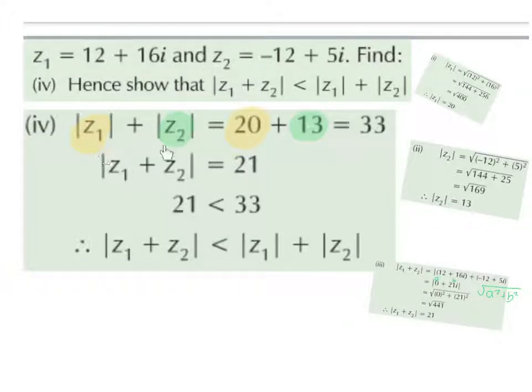So the modulus of z1 plus z2 is 21. And since 21 is less than 33, the modulus of z1 plus z2 must be less than the modulus of z1 plus the modulus of z2. So this seems like quite a tricky question, but if you work out each of the parts separately, which we did, and then add together the modulus of z1 and the modulus of z2, we can see that 21 is less than 33.